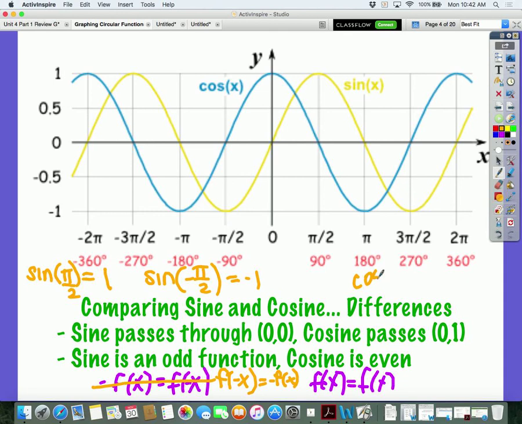Let's go, what's the cosine of pi? Cosine of pi is -1, sorry. And the cosine of negative pi is the exact same thing. It's even. Sorry, I was looking at the wrong one. I'm so sorry. All right, so questions on that? Couple of differences.